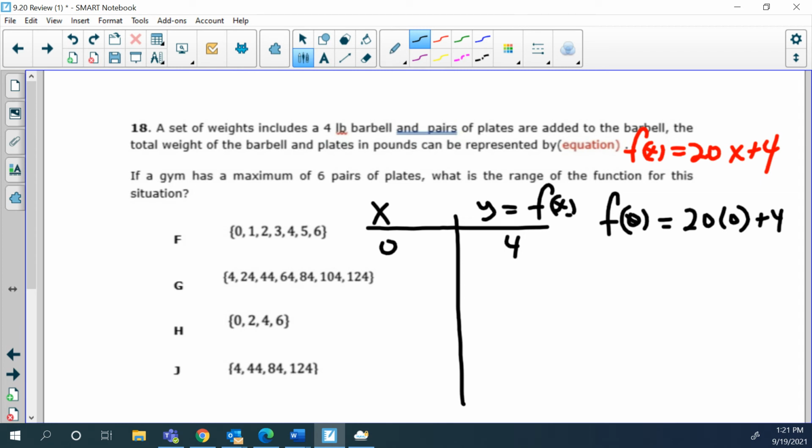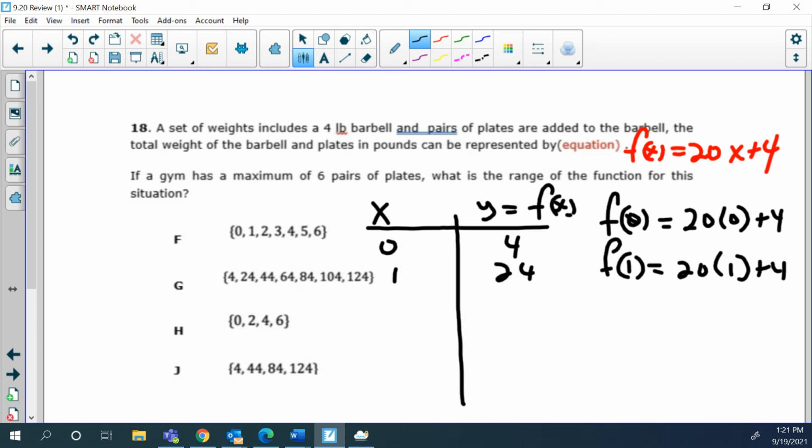Now, when we put one pair of plates on it, so f of 1 now is going to equal, and each pair weighs 20 pounds. I think it tells you somewhere in there, but the equation does tell you that. So when we put one pair, I'm going to get 20 times 1 plus 4, which gives me 24.